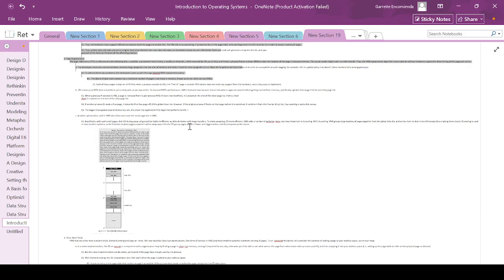To address this problem, the developers came up with the segmented FIFO replacement policy. So to address that memory hacking, aside from the clock replacement policy, there is the segmented FIFO replacement policy, which is actually applied in the real world, in the VAX.